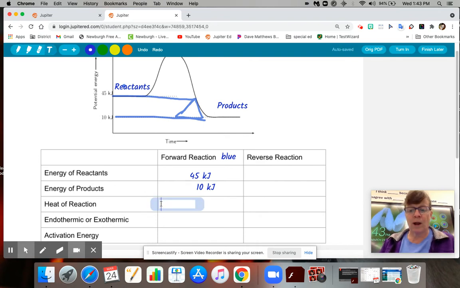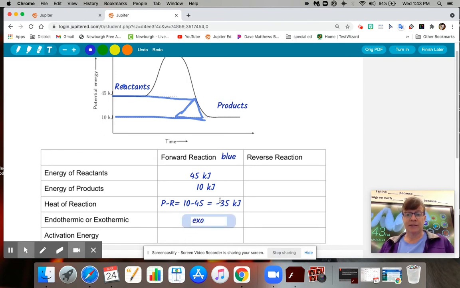It's always products minus reactants, final minus initial. So in this case, it would be 10 minus the 45, right? 10 minus 45, negative 35 overall. Okay, overall, you can see this is going downward. That makes it exothermic. And that makes sense because this is negative.